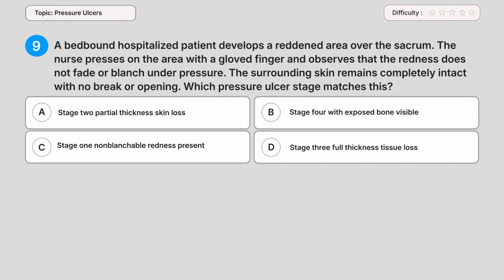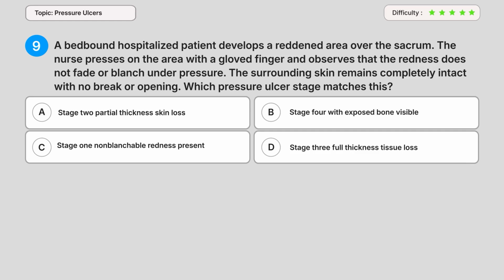9. A bedbound hospitalised patient develops a reddened area over the sacrum. The nurse presses on the area with a gloved finger and observes that the redness does not fade or blanch under pressure. The surrounding skin remains completely intact with no break or opening. Which pressure ulcer stage matches this?